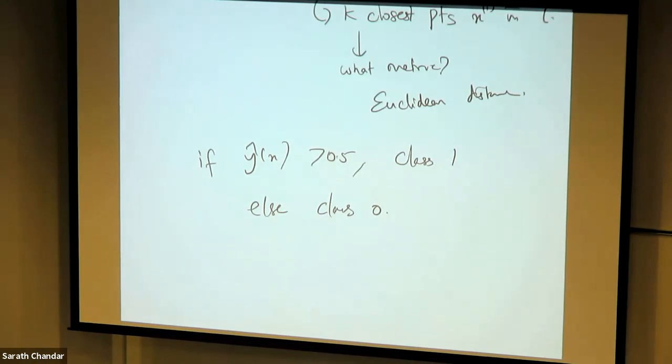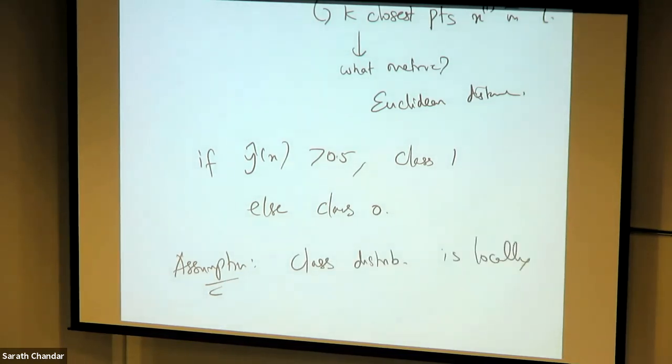Now, this majority voting is based on a very strong assumption: neighbors look alike, or neighbors come from the same distribution. So you are assuming that the class distribution is locally smooth. If this assumption is false, then this is a bad classifier. Let's say I have a data set where you could have orange points in the middle of all the blue points. Then this algorithm will not work, right? So this is a very crucial assumption that this algorithm makes.